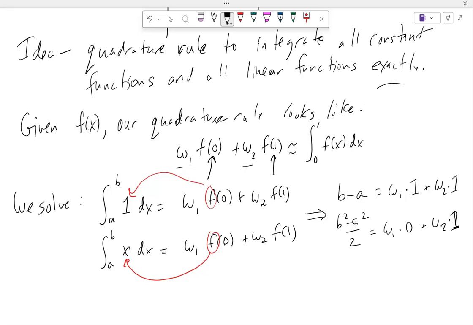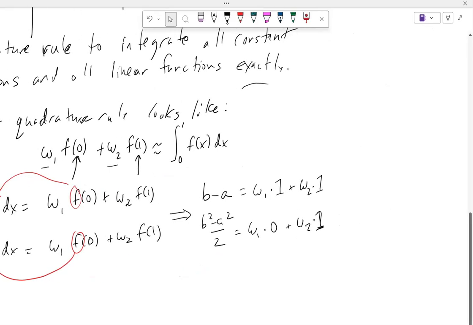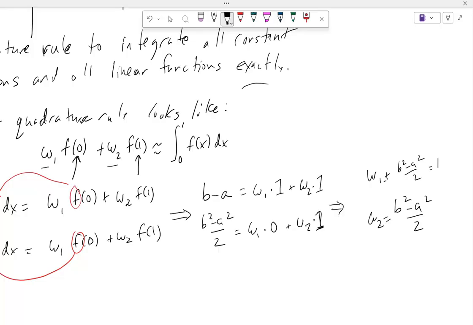All right. So this makes it a little bit easier. This second equation just says that W2 is b squared minus a squared over 2. All right? What do we get in the first case here? Well, this one says that W1 plus b squared minus a squared over 2 is b minus a.